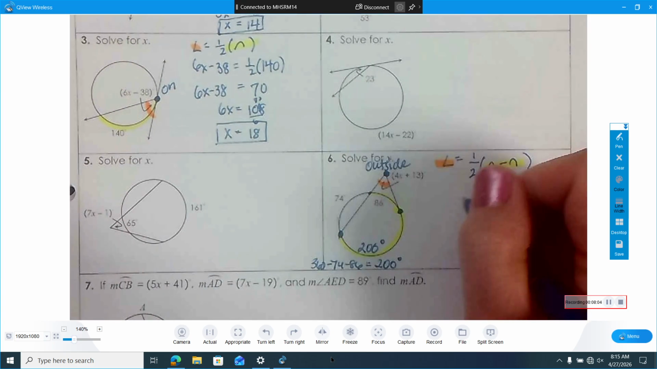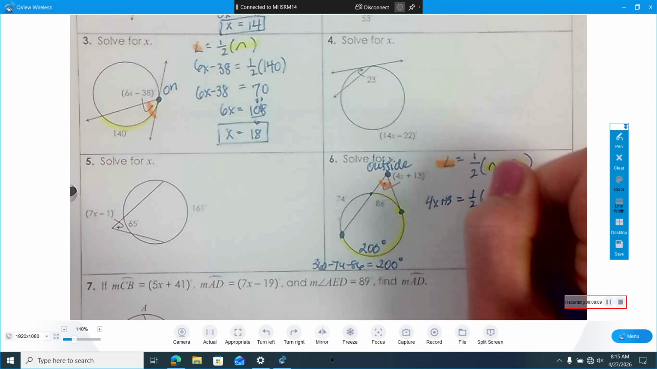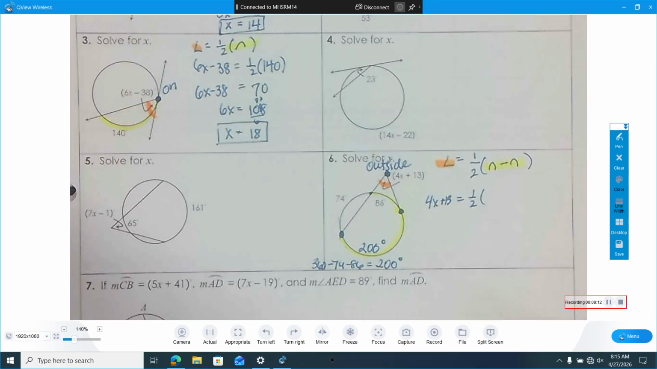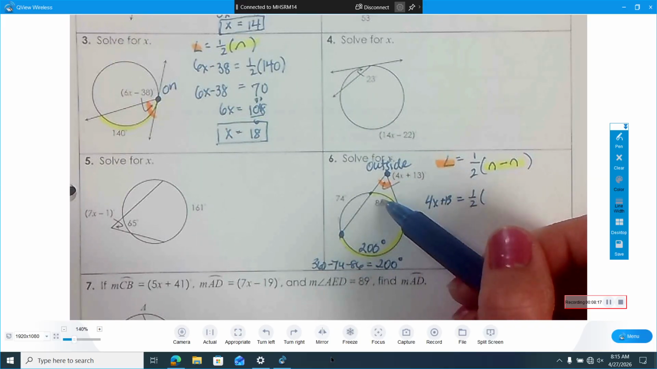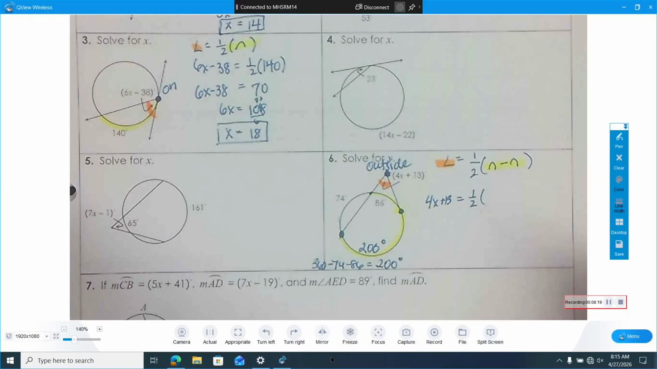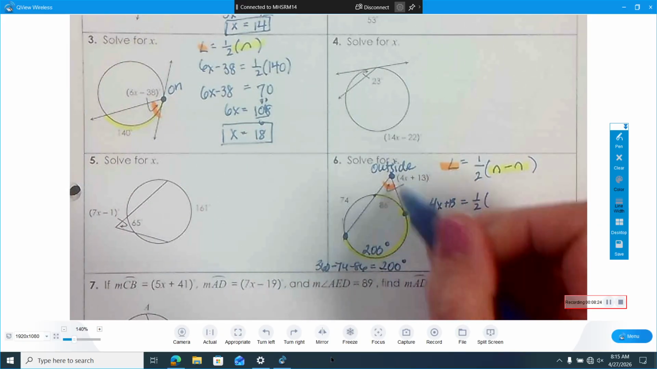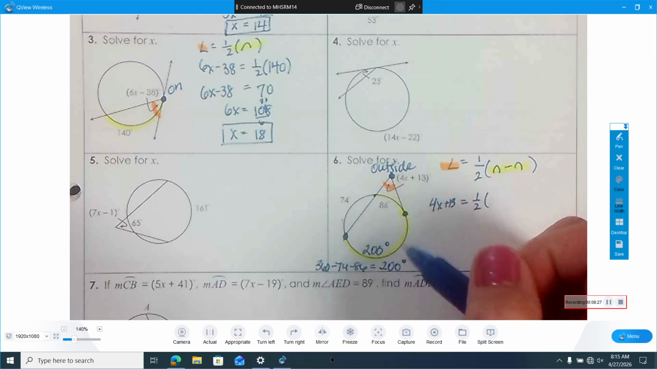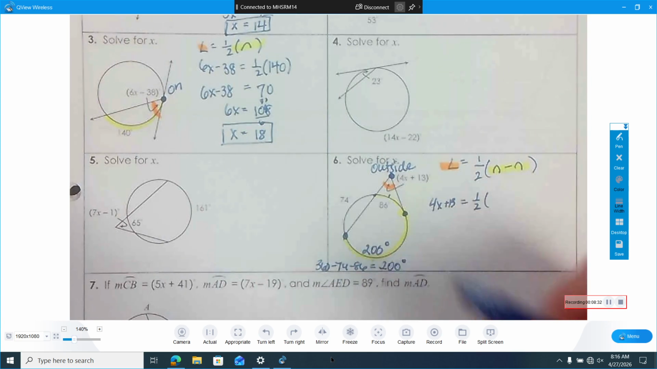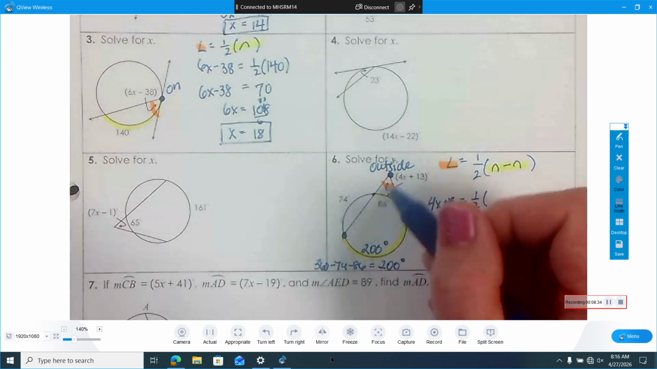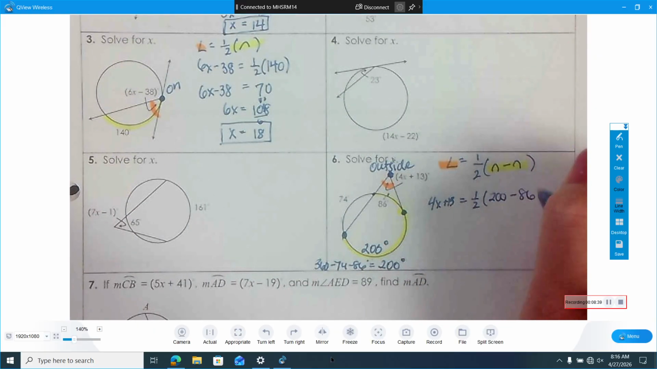And so now I can set up our angle: 4x plus 13 equals half of arc minus arc. Now this is really important. We have to choose the arcs in the correct order. 86 minus 200 gives me a negative value. We need to do big minus small, and obviously the bigger arc is the one farthest away from the angle. So we need to go far arc minus near arc. Does that make sense to you? Far from the angle and close to the angle.